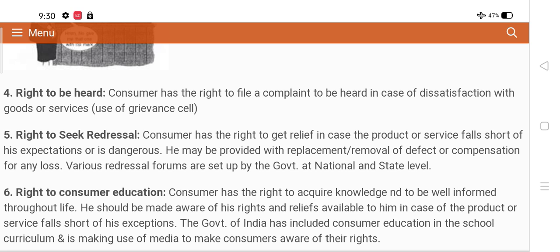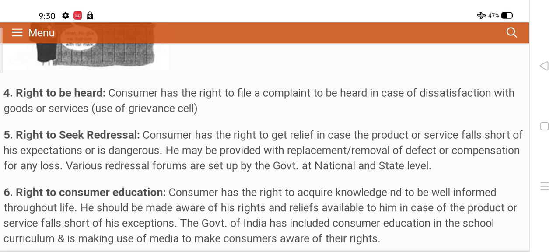The fifth right is the right to seek redressal. The consumer has the right to get relief in case the product or services fall short of his expectation or are dangerous. So if a product is dangerous, or if the product or service is not up to the expectation of the consumer, then the consumer has the right to get relief.